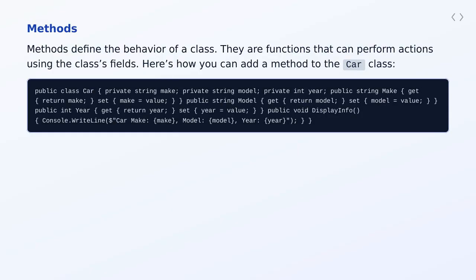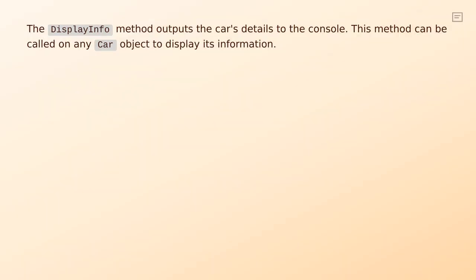Methods define the behavior of a class. They're functions that can perform actions using the class's fields. Here's how you can add a method to the Car class. Review the class shown on screen and how its members are organized. The DisplayInfo method outputs the car's details to the console. This method can be called on any Car object to display its information.